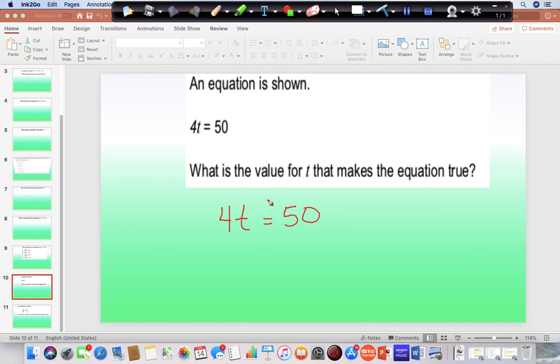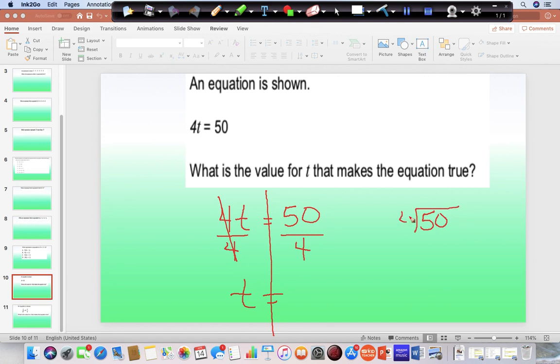Okay, I start by drawing a line down from my equal sign, and then I see what is happening to my variable. In this problem, my variable is t. Right now, t is being multiplied by 4, so we want to do the opposite of that, and we want to divide both sides by 4. Whatever you do to one side in an equation, you have to do to the other side. 4 divided by 4 is 1, and 1 times t is t. And 50 divided by 4 will give us our answer.